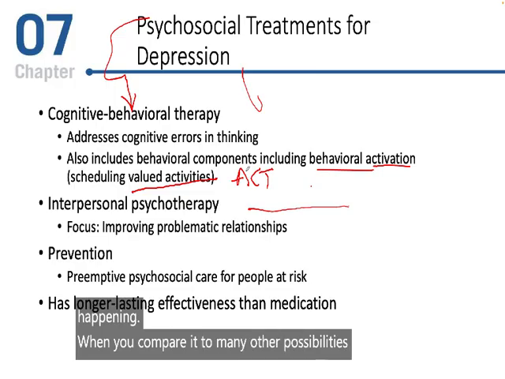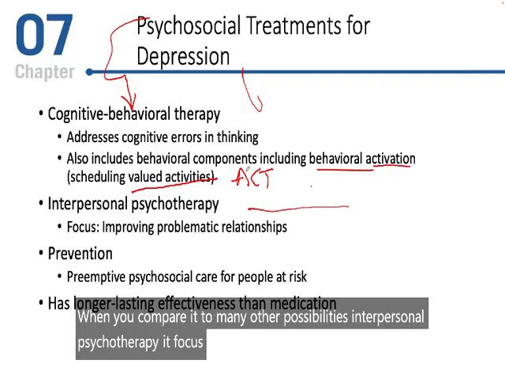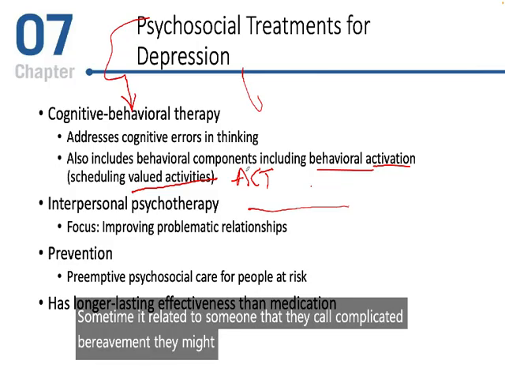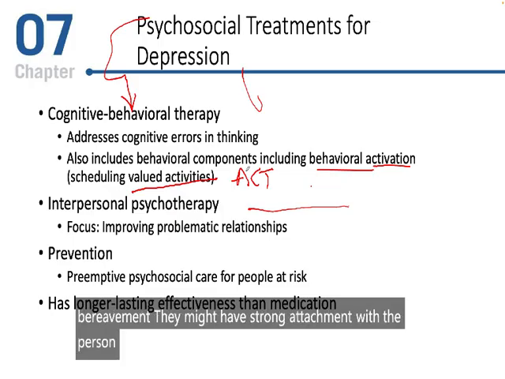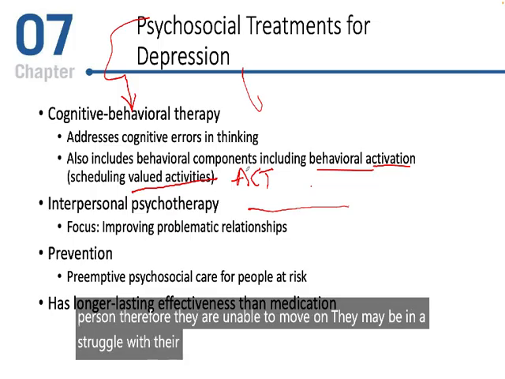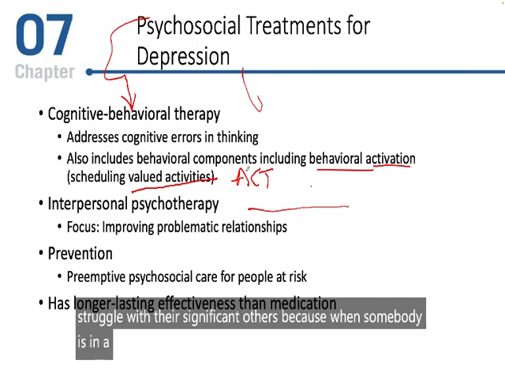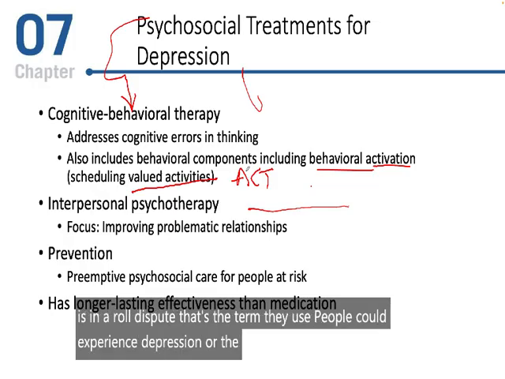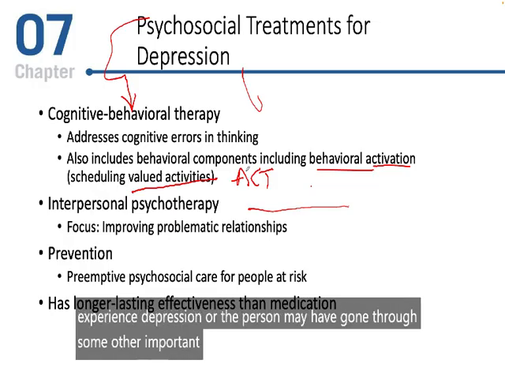Interpersonal psychotherapy focuses on treatment that is sometimes related to someone's death. They call it complicated bereavement. They might have a strong attachment with the person, therefore they are unable to move on. They may be in a struggle with their significant others, because when somebody is in a role dispute, that's the term they use, people could experience depression, or the person may have gone through some other important life change. We call, in IPT, we call that role transition.